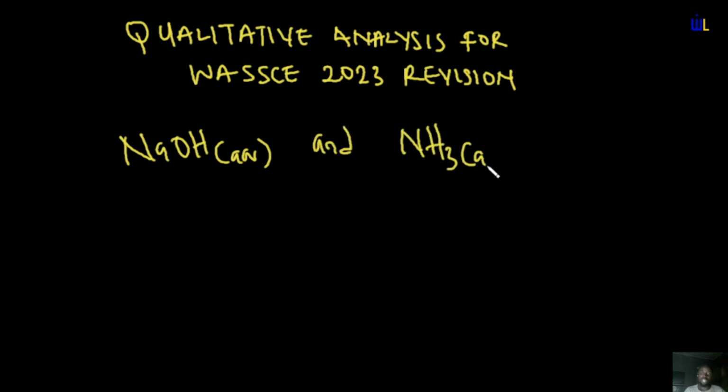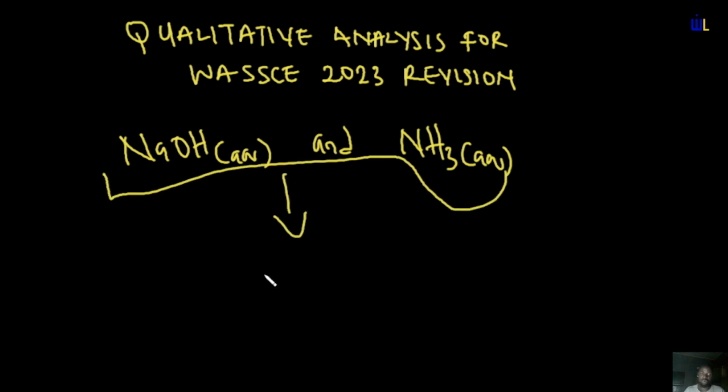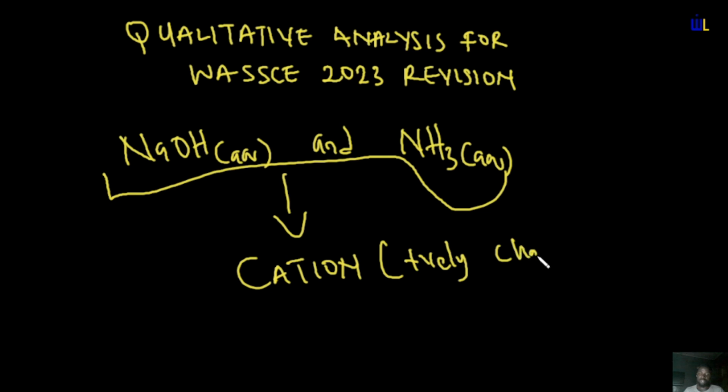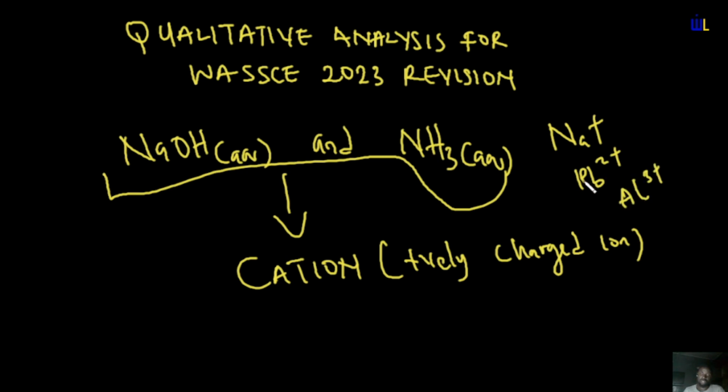So the implication is that once you look at a particular question and you notice that they said add aqueous sodium hydroxide, it implies that you are likely testing for a cation. If you see add ammonia, it implies that you are likely testing for a cation. And what is a cation? A cation is a positively charged ion. So when you consider a cation, you are looking at an ion that has a positive charge like Na+, Pb2+, Al3+. These things are cations basically. Okay, let's get into it.